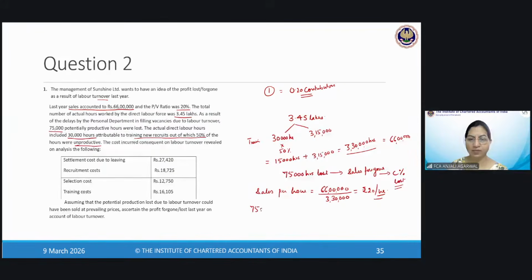Now there is one assumption. I assume 75,000 hours lost because of filling vacancies and another 15,000 lost because of training time, which was non-productive. So I'll say 90,000 hours lost. That means 90,000 into 20, 18 lakhs sales is lost, and 18 lakh into 20%, so my profit foregone becomes 3,60,000.